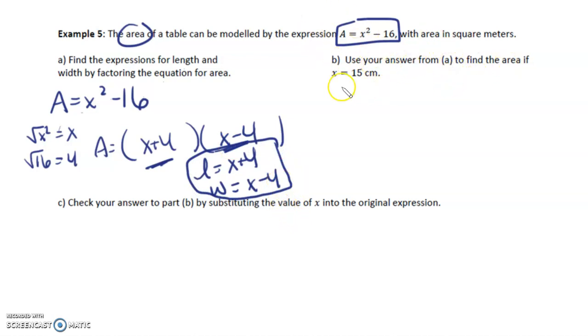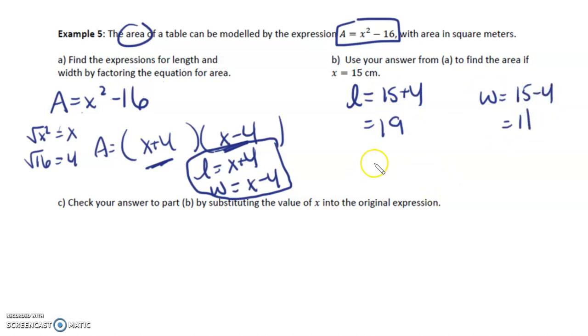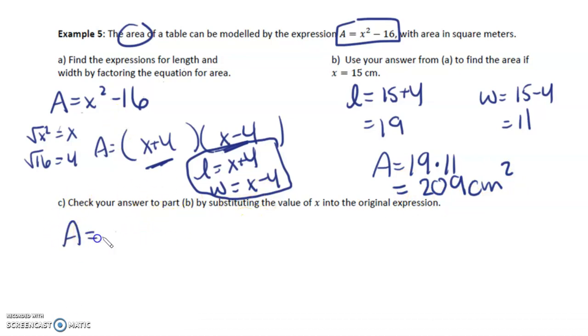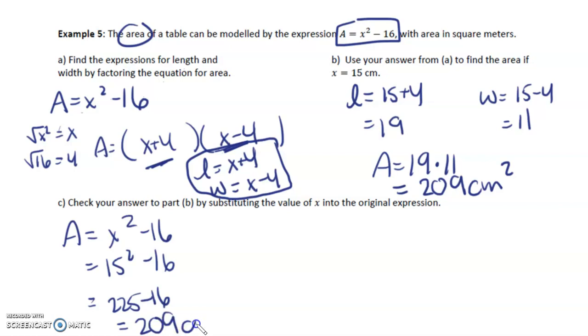B, use your answer from A to find the area if x equals 15. Okay, so let's go. The length will be 15 plus 4, which is 19. The width is going to be 15 minus 4, which is 11. So the area is going to be 19 times 11, which we get 209 centimeters squared. And what we can do for C, we can check by substituting it into the original equation. So if we subbed in for x squared minus 16, we subbed in the 15 there for the x, what we're actually going to get is 225 minus 16. We're still going to get that 209 centimeters squared.